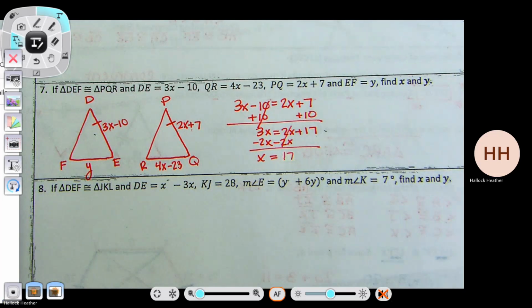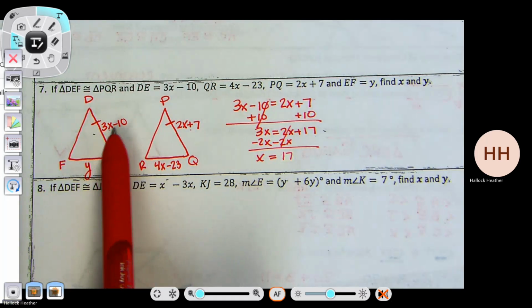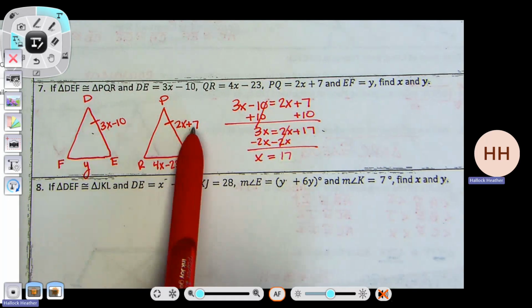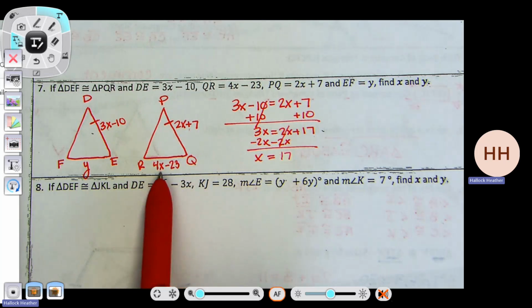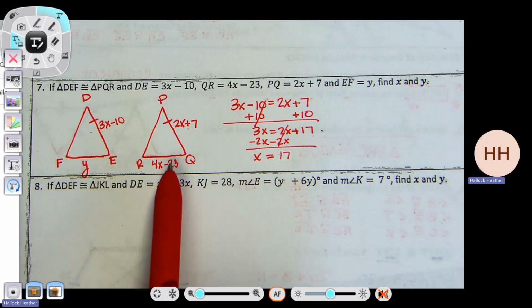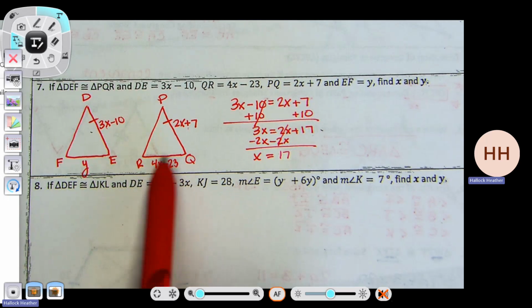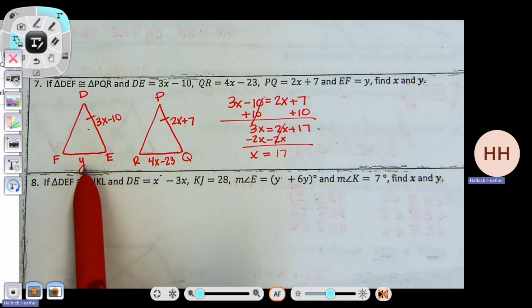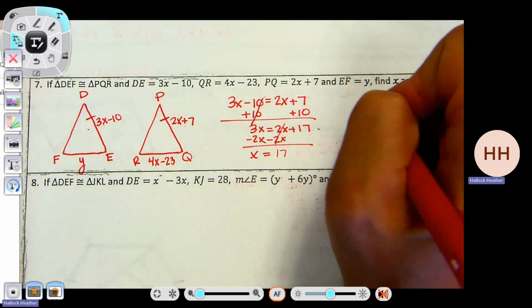17. Okay, so we get 17. Now what can we do next? Plug it in where? So you could plug it in here and here, but you don't need to. You should plug it in here because the next step you need to do is find y. So I'm actually going to plug it into this one because whatever I get here is going to be the same as y.